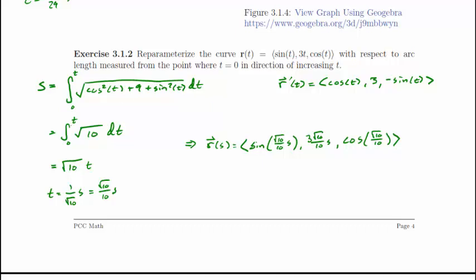Now this equals the integral from 0 to t of the square root of 10, since the cosine squared of t plus the sine squared of t equals 1, dt, and then this equals the square root of 10 t once we evaluate. So we solve for t and we get t equals the square root of 10 over 10 s. We plug this back in for t into my initial vector valued function to get r of s now equals the vector sine of square root of 10 over 10 s, close parentheses, comma, 3 square root of 10 over 10 times s, comma, cosine of the square root of 10 over 10 times s. Great.